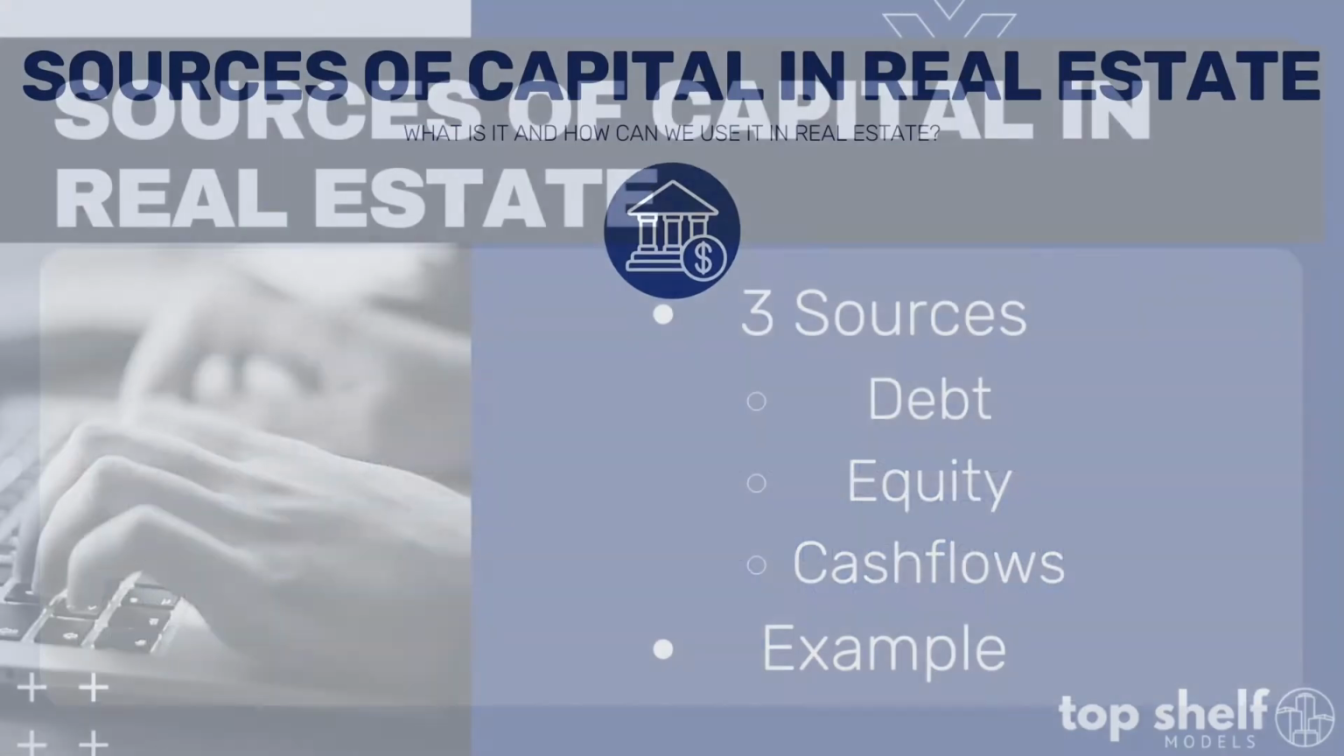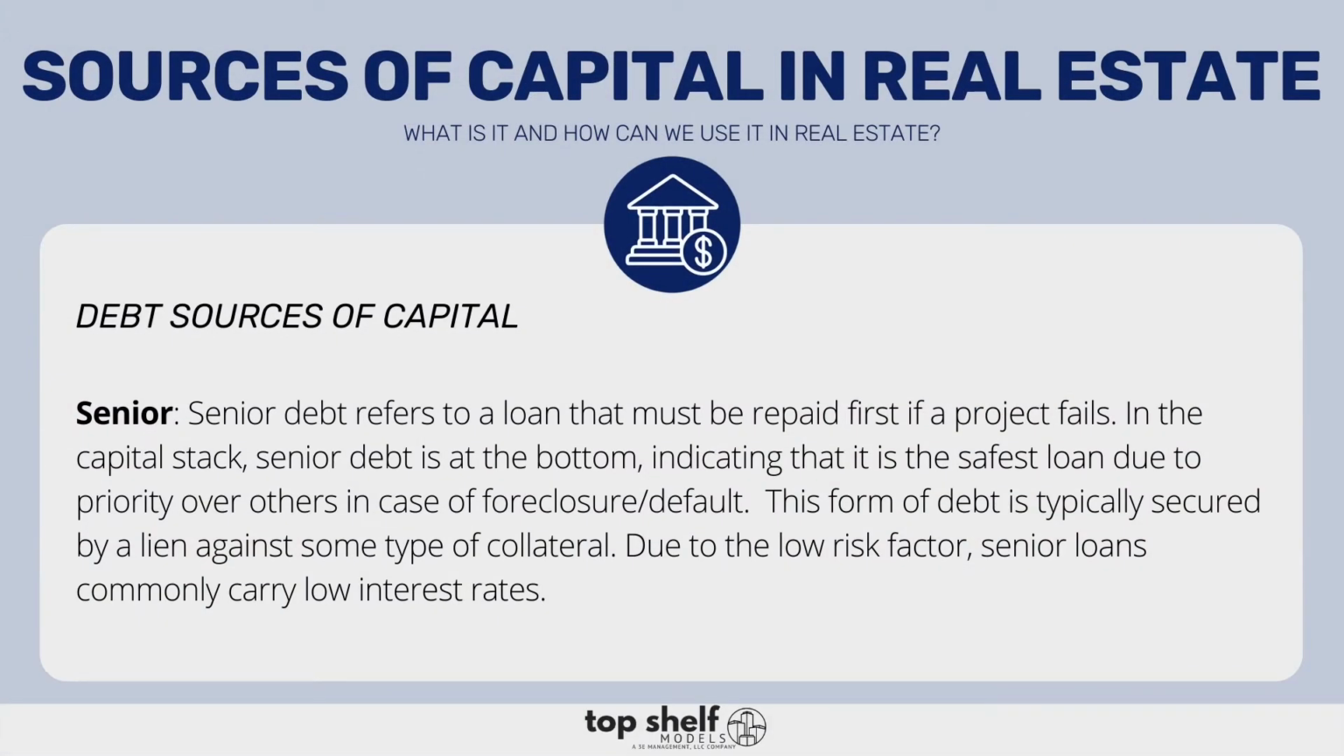First off, just covering debt. First, we have senior debt. Senior debt refers to a loan that must be repaid first if a project fails. In the capital stack, senior debt is at the bottom, indicating that it is the safest loan due to the priority it has over others in case of foreclosure or default.